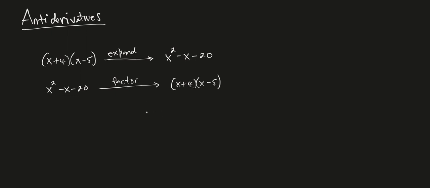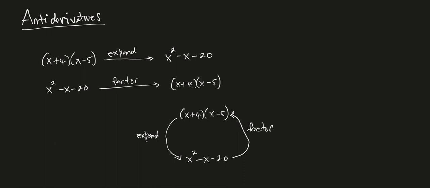In fact, we could set up a nice little, not really a flow chart, but in a sense, kind of a flow chart. Let's say I start with the quantity x plus 4, quantity x minus 5, and then down here, I'll have the trinomial x squared minus x minus 20, and then on this side, I will have the expansion, or just say expand, and then going back this way, I would say factor, right?